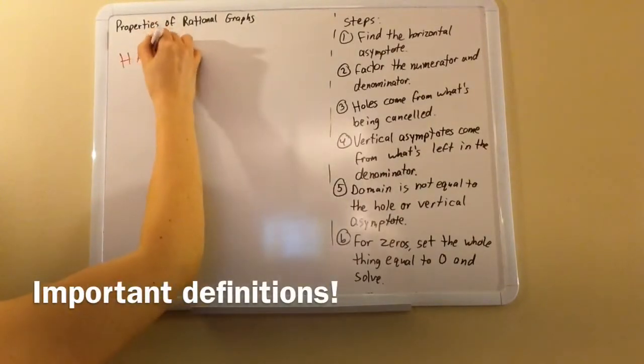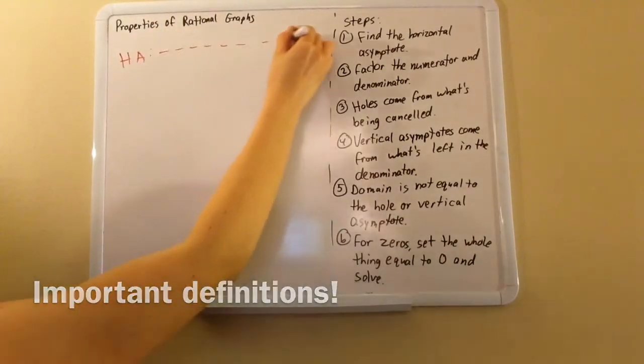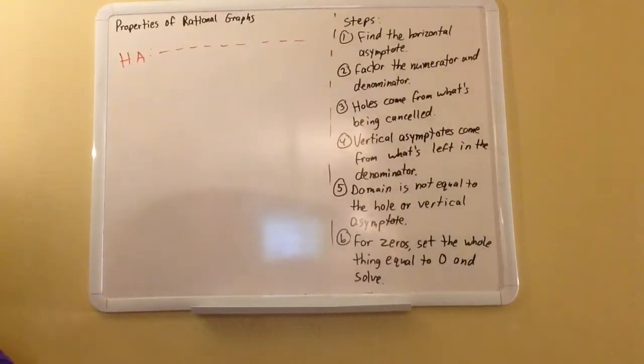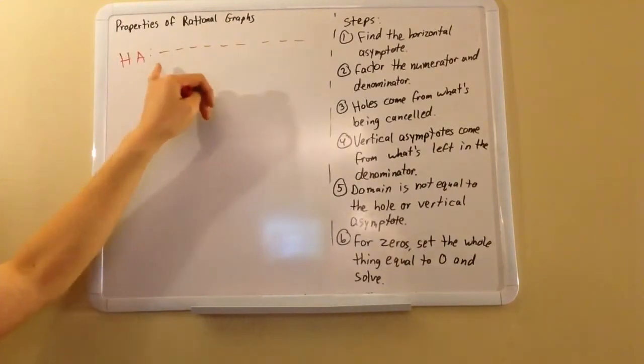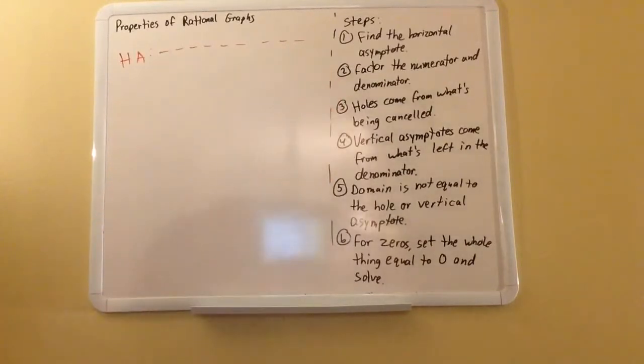Now, a horizontal asymptote looks like this. It's just a horizontal line. An asymptote is where the graph gets closer and closer to it, but never actually touches it. When you graph it, it looks like a dashed line, and I'll show you how to graph them in a later video. So anyway, that's a horizontal asymptote.